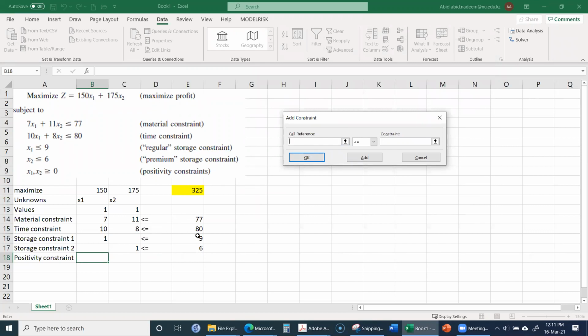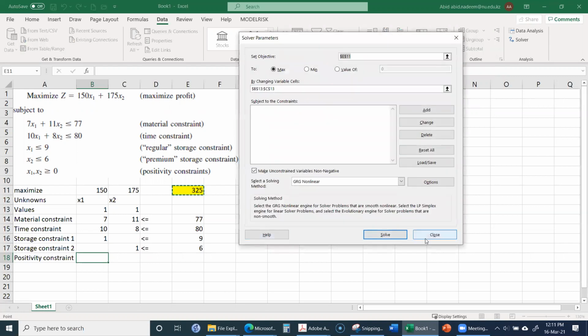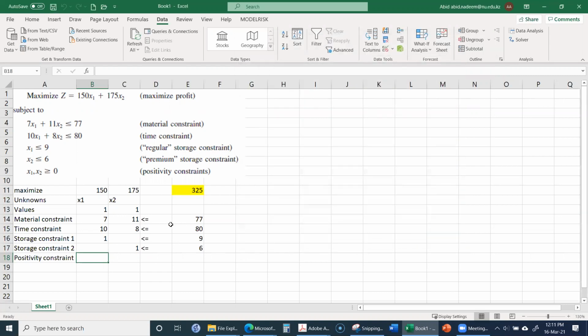But I think I forgot one thing to do in this model. This model is not complete. So I will click cancel, I will click close. First, I need to put the formulas for this model as well. For the alignment, I just put it like this over here. I need to put the formula for this. Without the formula, it will not work.